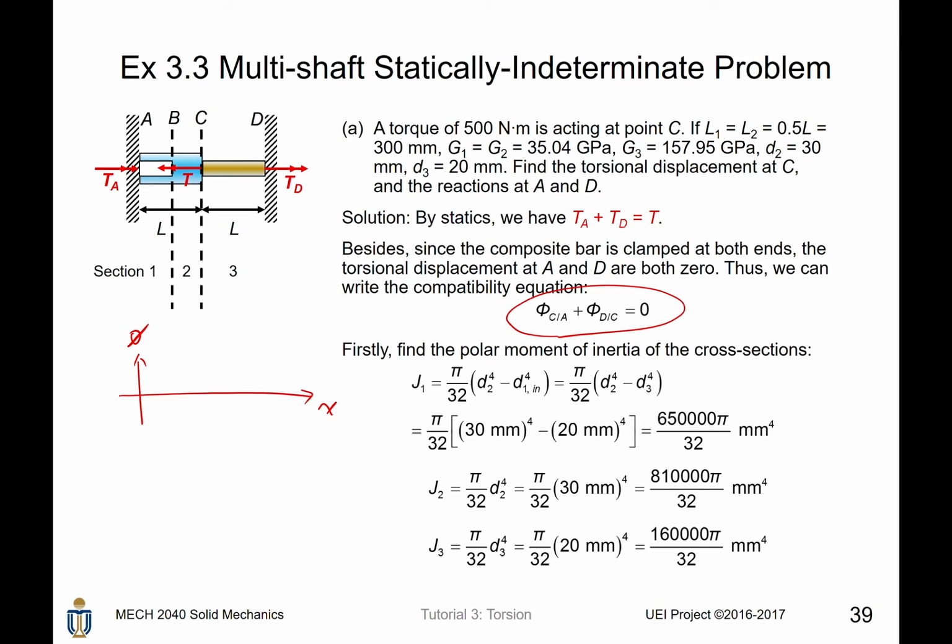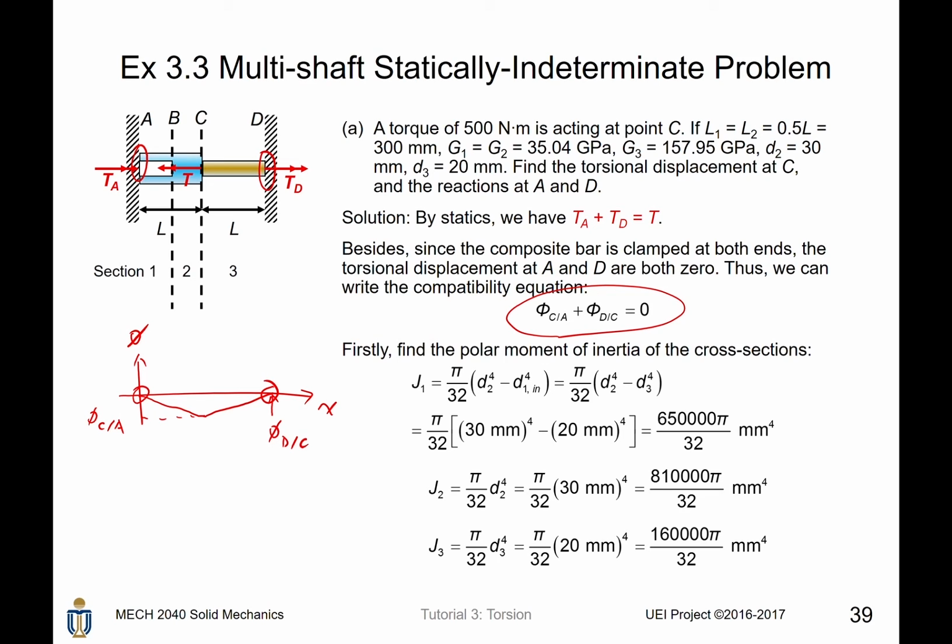from A to C, the torsional displacement is like this. Then this is just phi of C relative to A. Then from C to D, the torsional displacement goes like this. So this is called phi of D relative to C. Since both ends are fixed, the torsional displacements at those two ends are 0. Now we have the compatibility equation obtained from the torsional displacement.